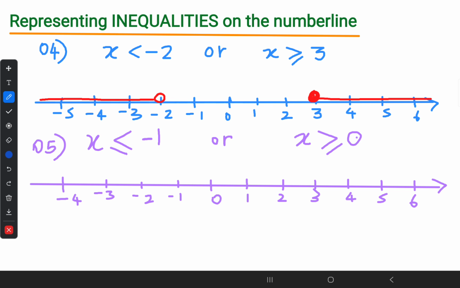And in the last question, same as the previous question, here color the circle. X can have the values which are less than. How to read this? Less than or equal to -1. Less than means in this region. Over this, color this circle also. X is greater than or equal to 0. Greater than means in this region. This is the way you should denote your answers.